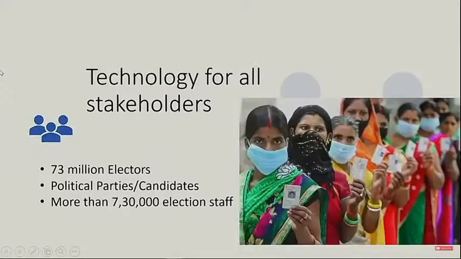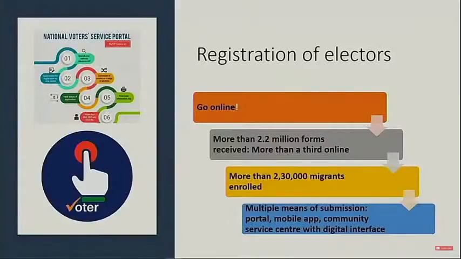So, just a quick snapshot of Bihar: with 73 million electors and more than 730,000 election staff deployed for the conduct of elections. The first step was, of course, registration of electors. We have an online platform for registration, both by way of a mobile application and a web-based application.